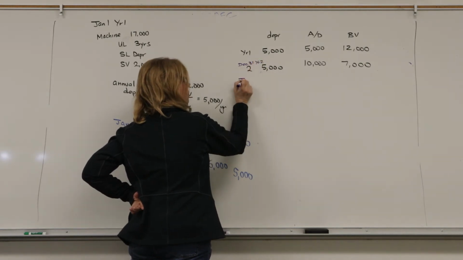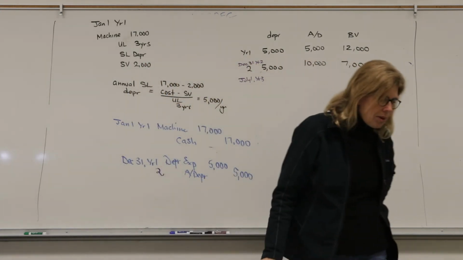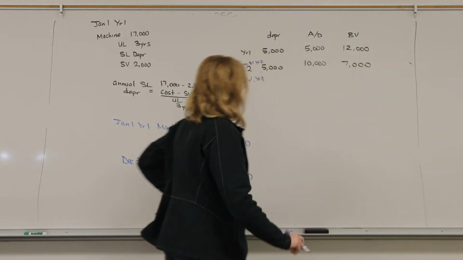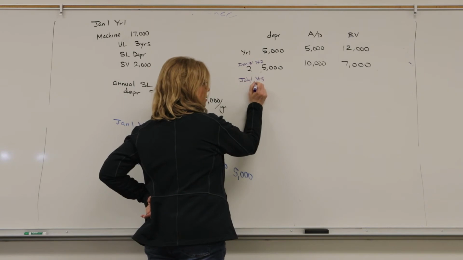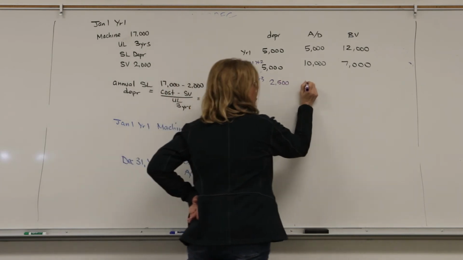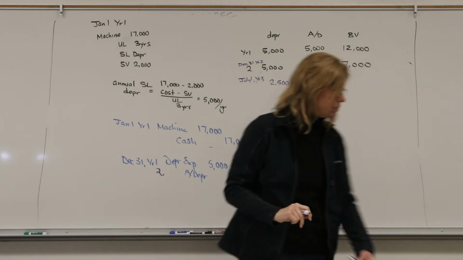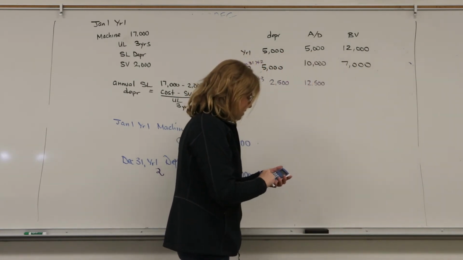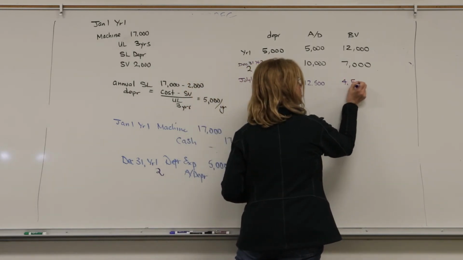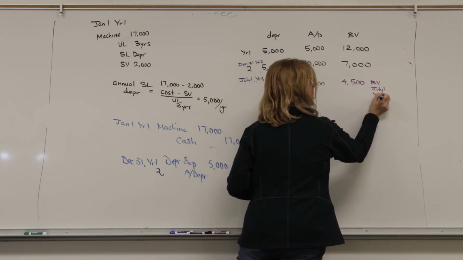Right? Now they're saying we sold it July 1, year 3. 6 months later. If we remember, July is the middle of the year. So I get a half year's depreciation on this asset. So on July 1, year 3, I'm going to get half of a year's depreciation, $2,500, which will bring this to $12,500. And when I subtract that from the original $17,000, I'm going to be left with $4,500. This being book value on July 1, year 3.